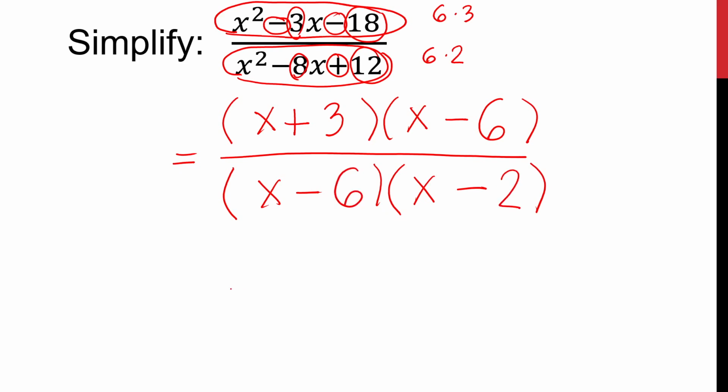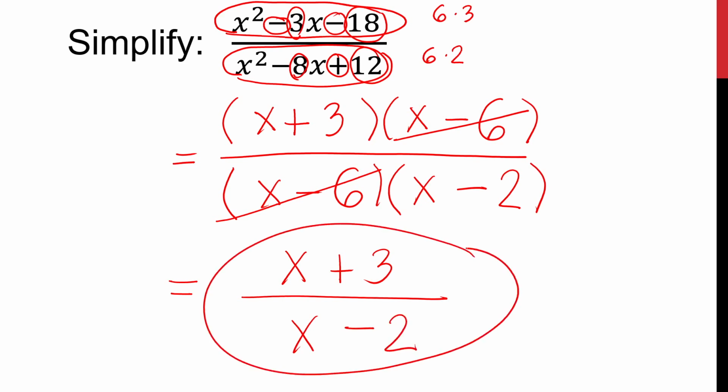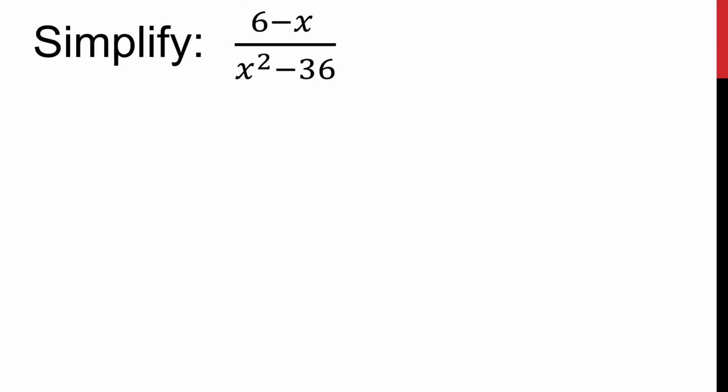Asay pwedeng makancel out? X minus 6, sir. Very good. Unsay nahibilin sa numerator? X plus 3 over x minus 2. There you go. Mao ni answer nato sa ato ang example. I'm gonna give you another example over here.